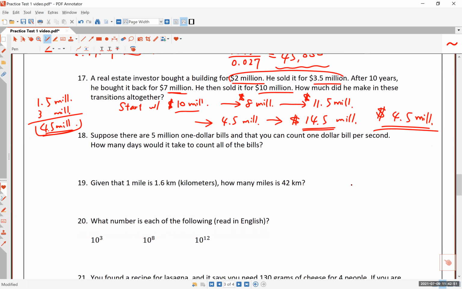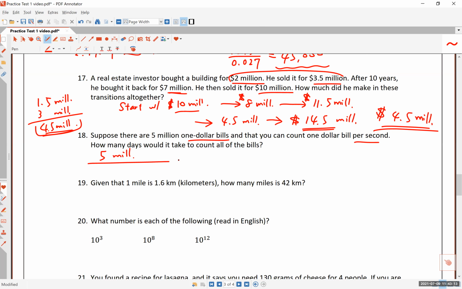Number 18, suppose there are 5 million $1 bills. Lots of bills. That would be $5 million, by the way. And you can count $1 per second. How many days would it take to count the bills? So you have 5 million, and you would do what?